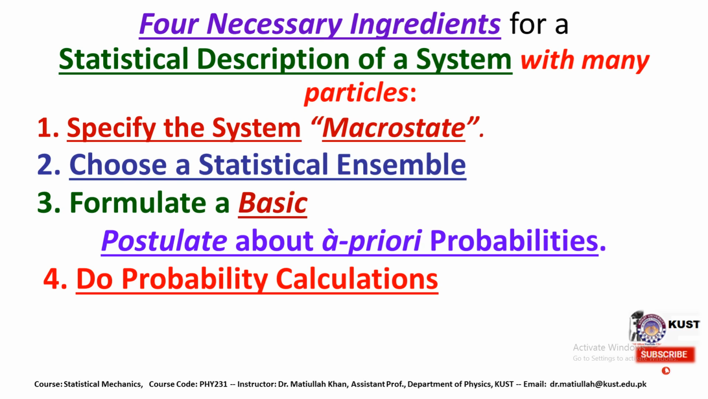So that is why, after specifying the state of a system, understanding the statistical ensemble is also very important. And then we have the basic postulate of probability, and at the end we do the probability calculation. All this work applies to any sort of statistical system, just like gas molecules, or the magnetic moments and their orientation in a ferromagnetic material. So all these 4 steps we need to follow for all the possible systems.